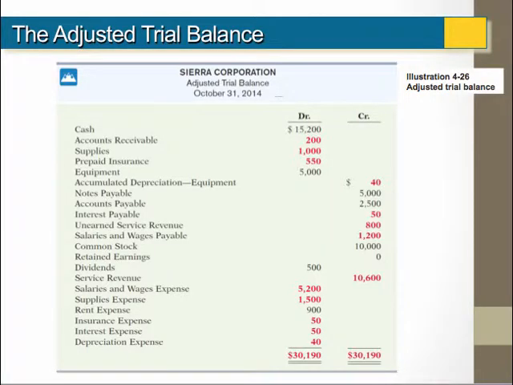Here is an example of what the adjusted trial balance would look like for Sierra Corporation after we had made all the adjusting journal entries. Note the items in red are the accounts that have been changed because we have made adjusting journal entries. In real life, we would not have to change the color to show that these accounts have been changed. They're merely an illustration for you as you look at how accounts have been changed because of the end of the period adjusting journal entries. Note that the debits and credits are equal, so therefore we have been posting our transactions correctly.